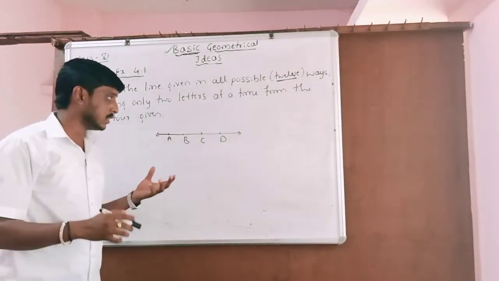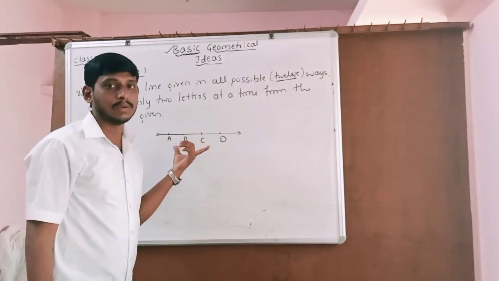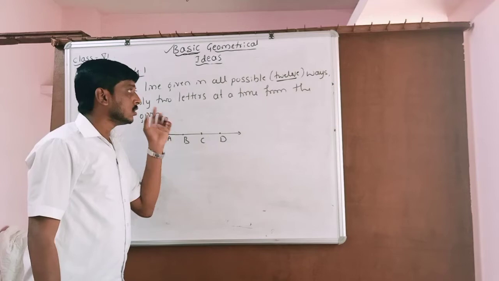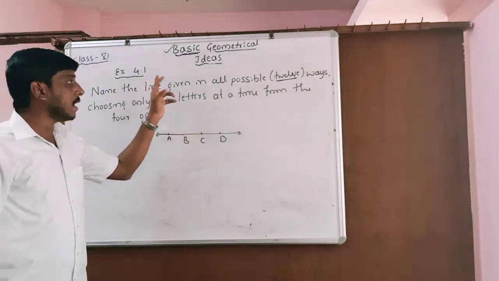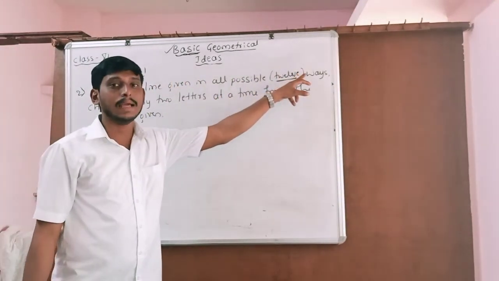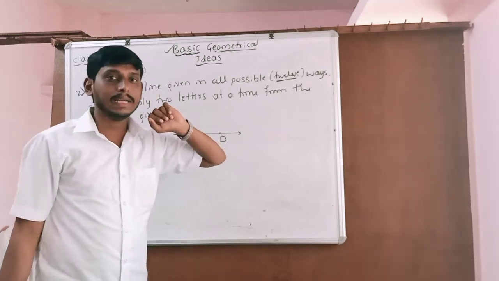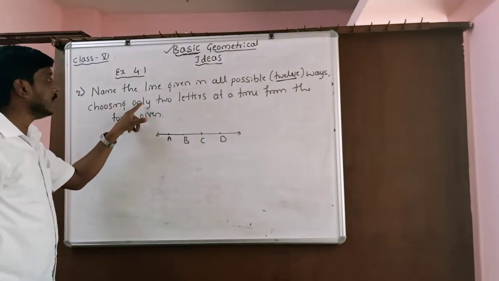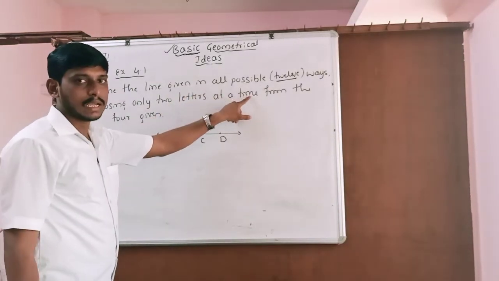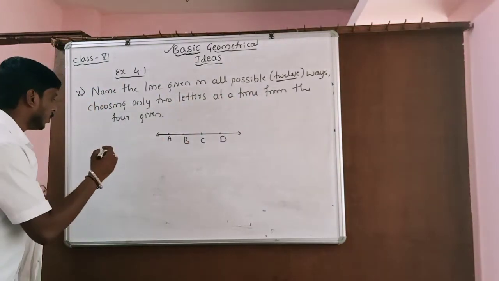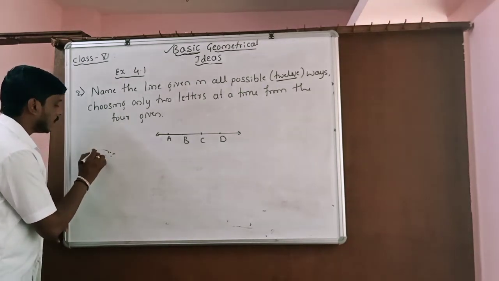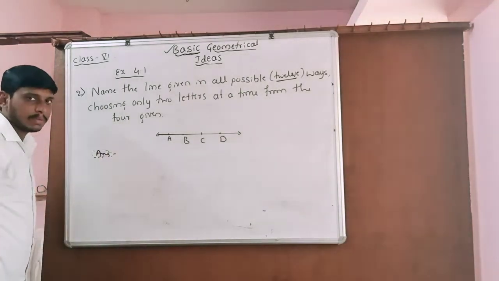How is it possible, sir? Only 4 points are given. Maximum how many lines? 1, 2, 3, 4 lines. But they mention how many maximum lines they want? 12 lines. Then how to identify the 12 lines? And choosing only 2 letters at a time. Okay, so very simple. Solution or answer. So I will write the answer. Why? Because it is not a calculation part.